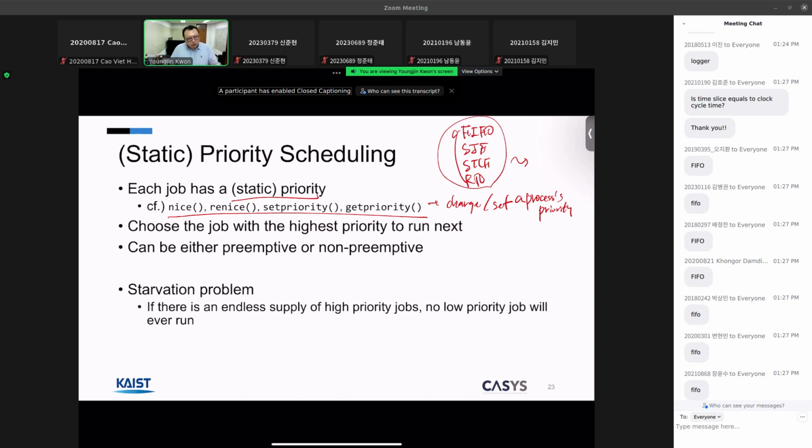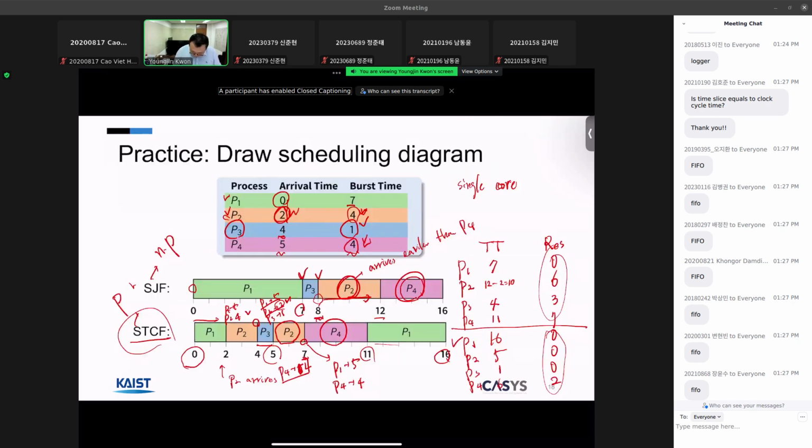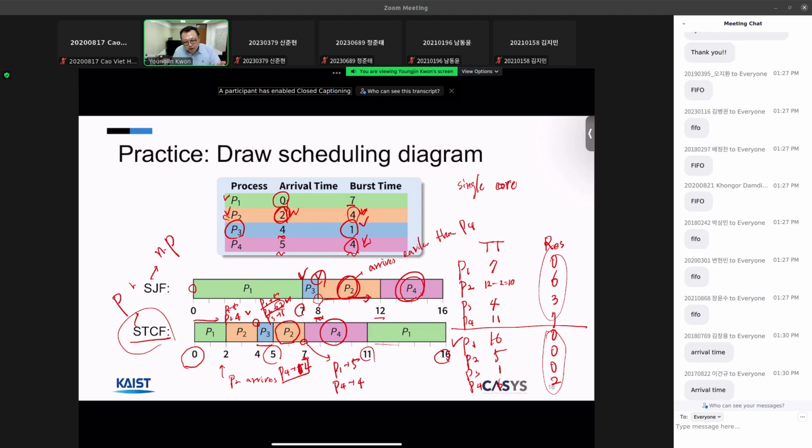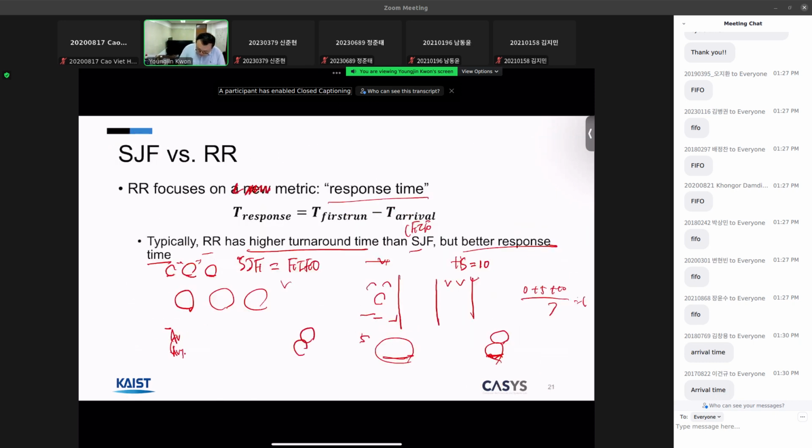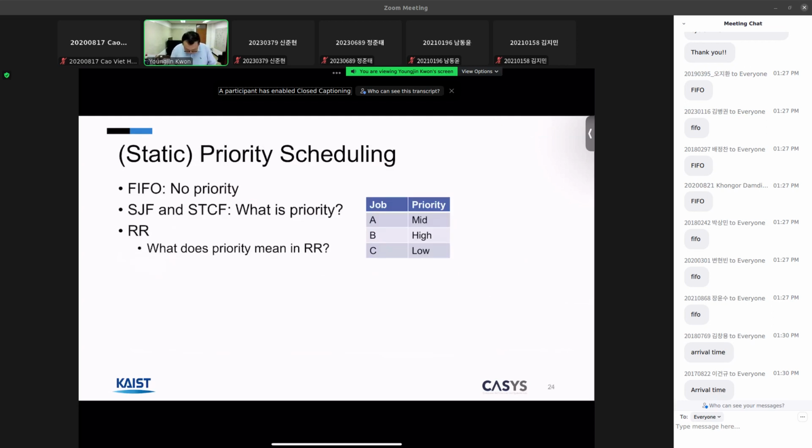If priority is set, the scheduler chooses the job with the highest priority. Recall that in SJF, if the shortest remaining time is identical, then what works as the priority? The first priority is the shortest remaining time, and the second priority is arrival time. So there is a rule of priority embedded in each scheduler. In FIFO, what is the priority? Arrival time.